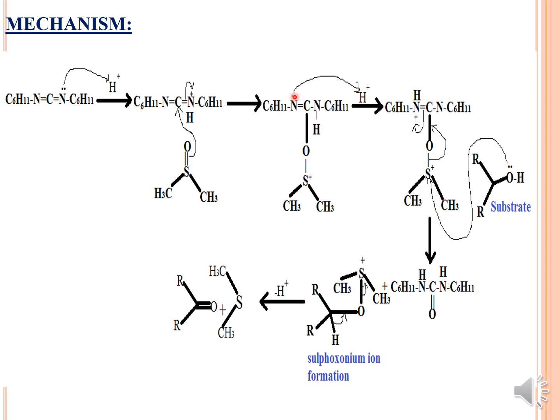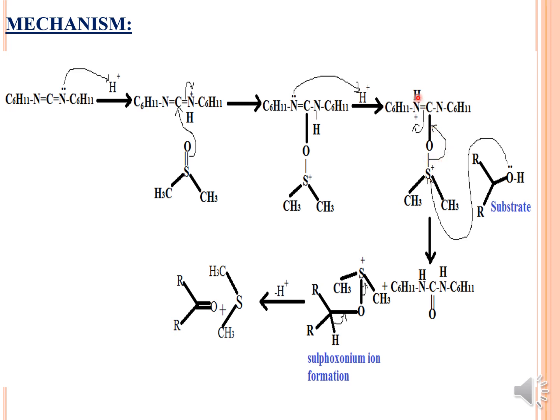which has a lone pair of electrons, will abstract the proton again, and the nitrogen will gain a positive charge. After gaining the positive charge, the attack of the substrate takes place. The substrate is nothing but an alcohol. The alcohol, which has a lone pair of electrons on the oxygen atom, will go and attack the sulfur atom. Once it attacks the sulfur atom, this bond shifts over here.